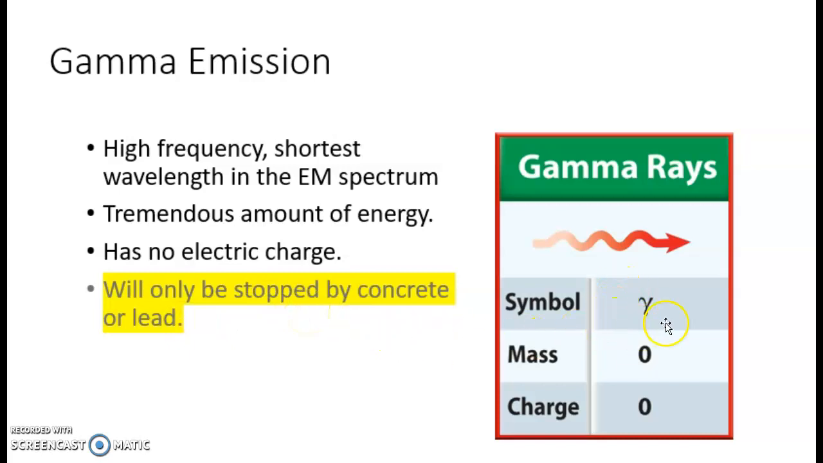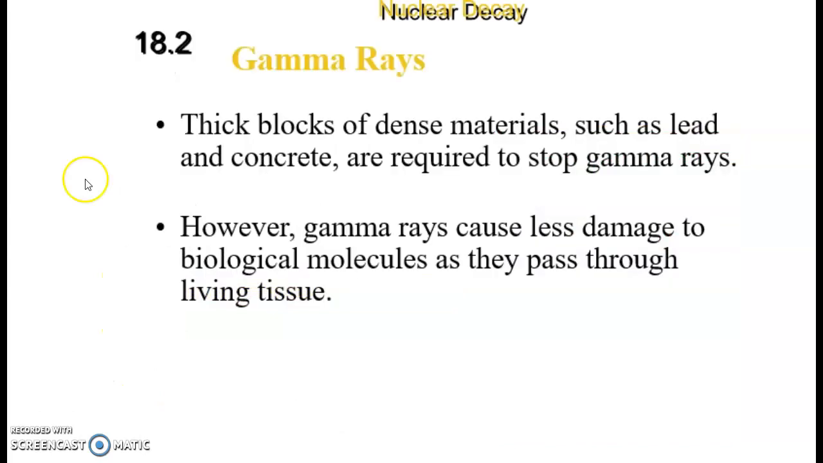The gamma symbol is this strange looking Y, and it has no mass and it has no charge, so it is not going to change the atomic mass or the atomic number in an equation. Thick blocks of dense materials such as lead and concrete are required to stop gamma rays. Gamma rays, though, cause less damage to biological molecules inside the body as they pass through, and that is why they are used in radiation treatments.